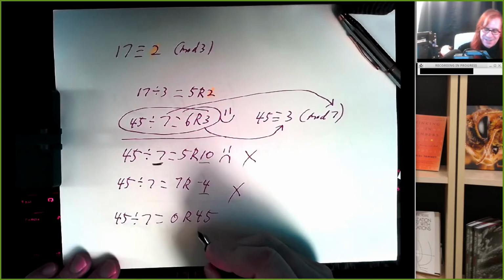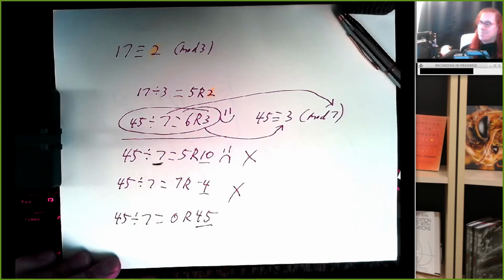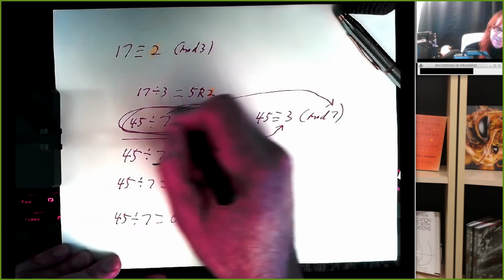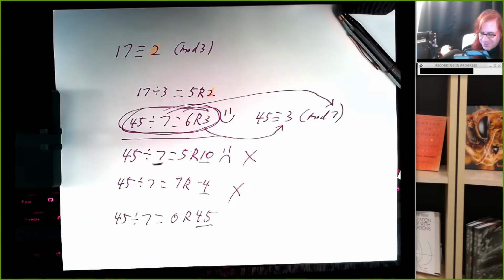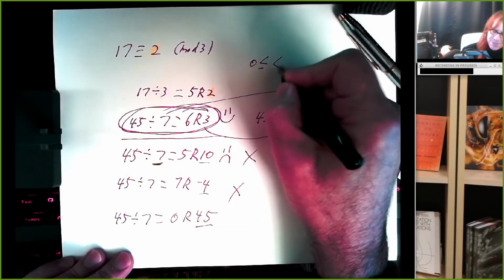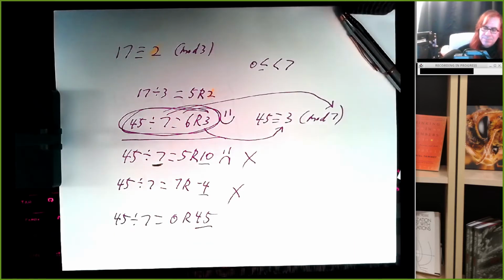So all of these are technically valid answers, but there's one that's more valid than the others. That's what the division algorithm is telling us. There's a best answer, and it's best in the sense that this remainder is bigger than or equal to 0 and less than 7.